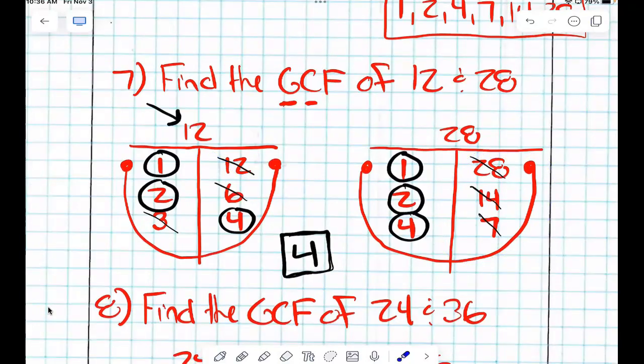We still haven't talked about these numbers yet, so we should check. Does 7 go into both numbers? No. Does 14? No. Does 28? No. So what's G stand for? Greatest. What's C stand for? Common. And what's F stand for? Factor. So what is the greatest number that is common between both of those? 4. So do I have to actually write 4 down? Yes. Are we okay?